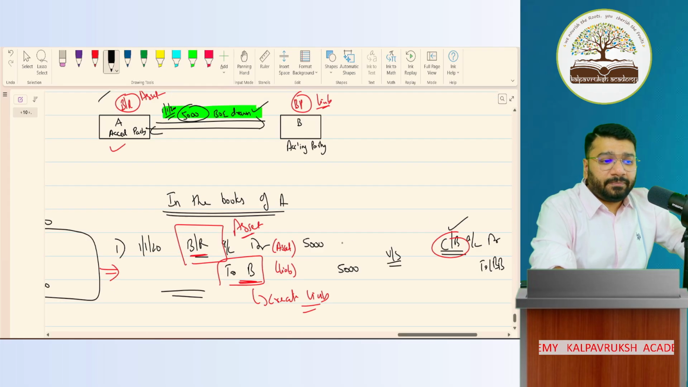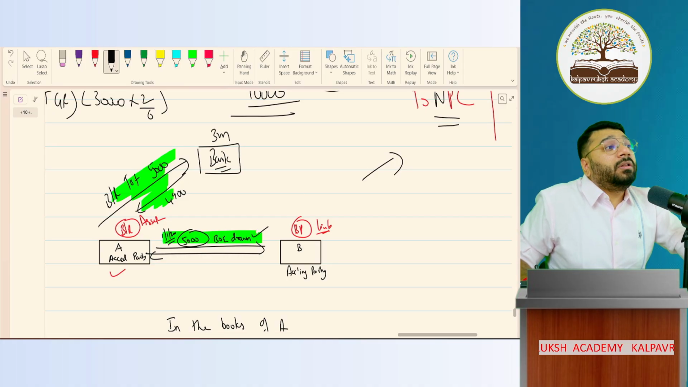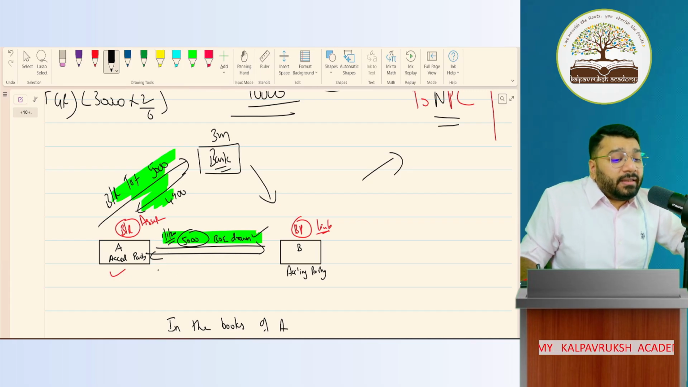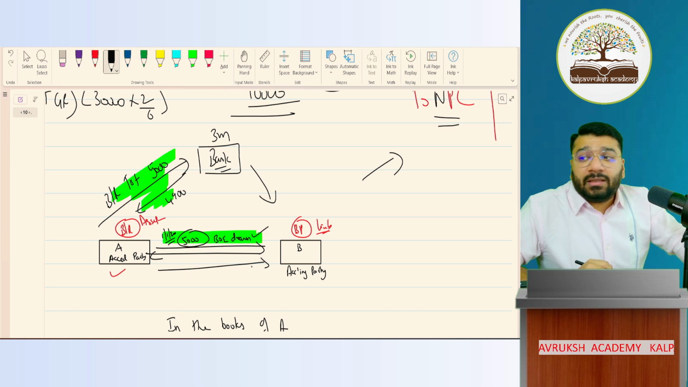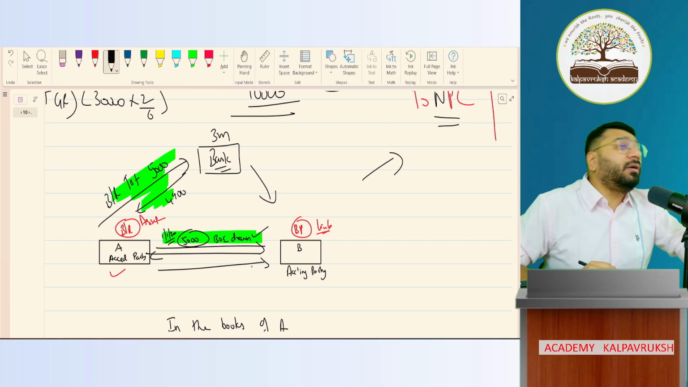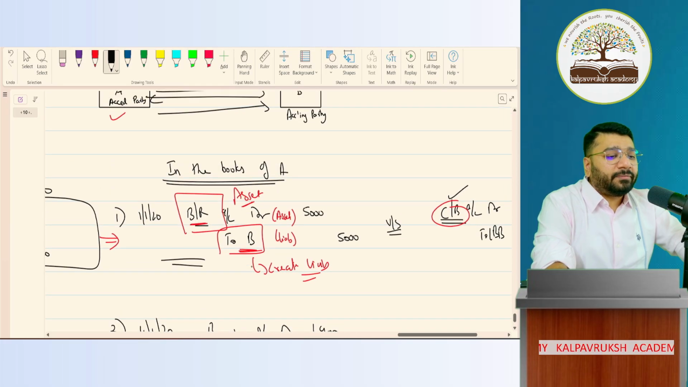Then what happens, people? The banker will hold the bill for 3 months. On the maturity date, he will produce the bill. But before that, what is happening? On the due date, A has given the check to B. So A has to return the money back to B on the maturity date or before the maturity date. So what is the due date here?